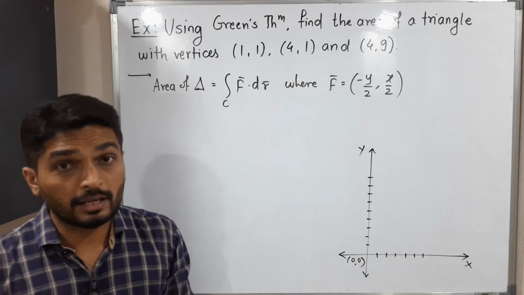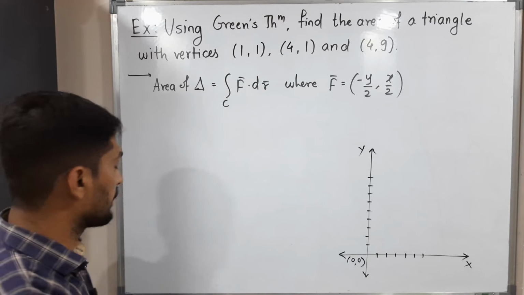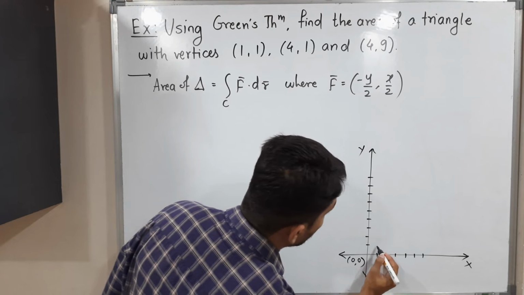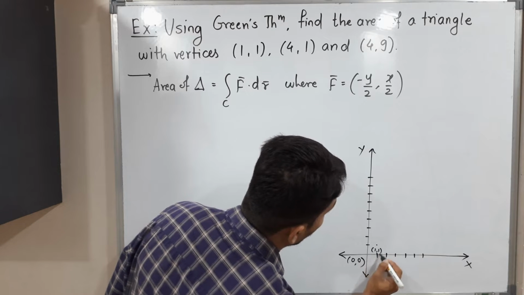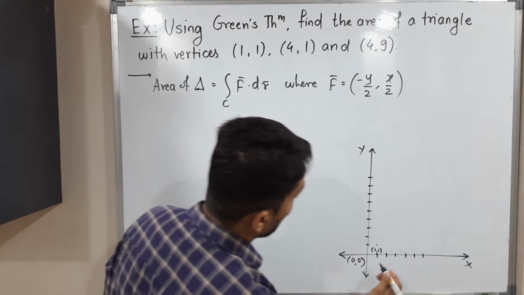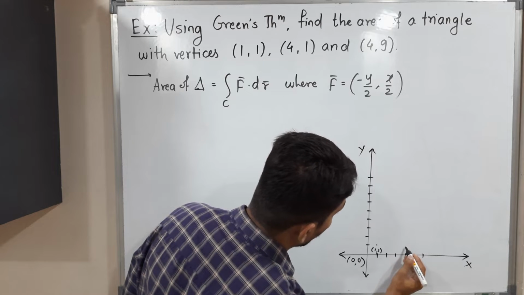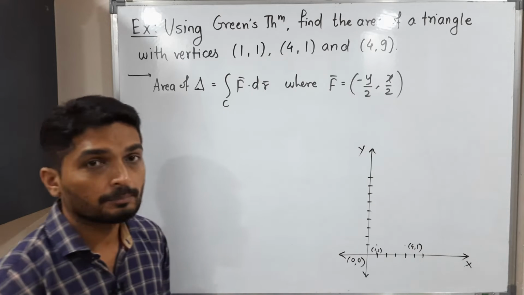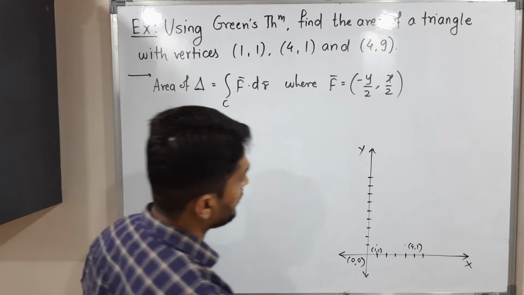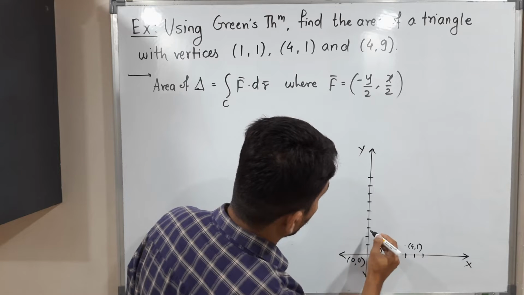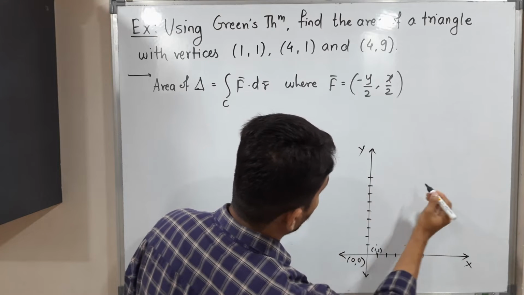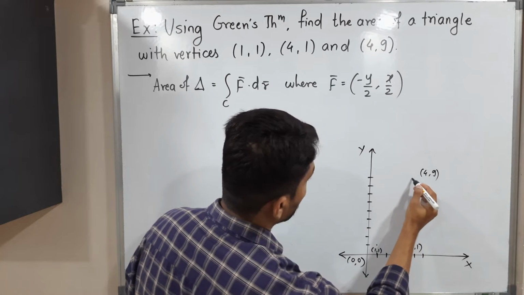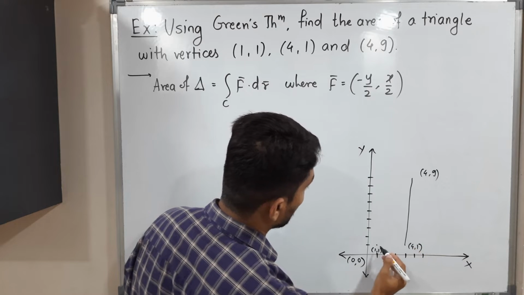Okay, that means C is a triangle with vertices (1, 1). Let me find that: (1, 1) is here, right? So this is (1, 1). The next is (4, 1). So 1, 2, 3, 4 along the x-axis and 1 on the y-axis, so (4, 1) will be here. The next point is (4, 9). So 3, 4, 5, 6, 7, 8, 9, so (4, 9) will be here. So we have this triangle.